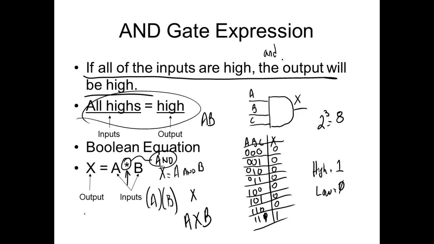So in a Boolean equation, your output is on the left because it's a math equation, right? If this was math, you might say Z is equal to M plus 2. Well, what you're solving for is always on the left.